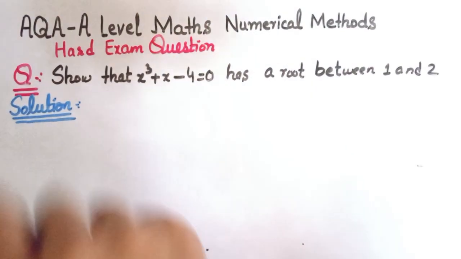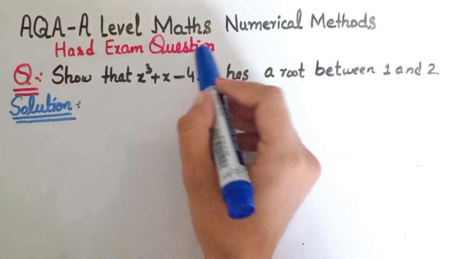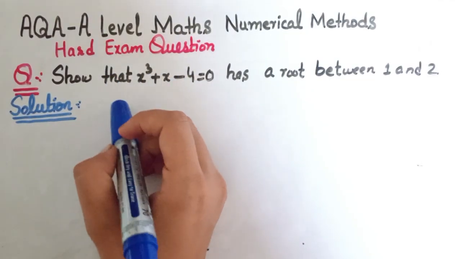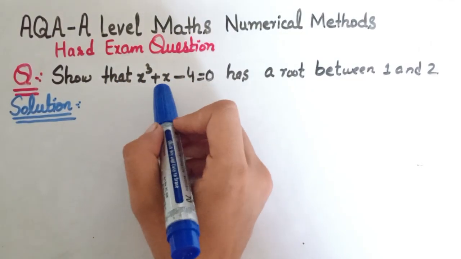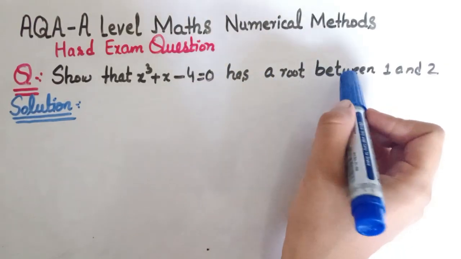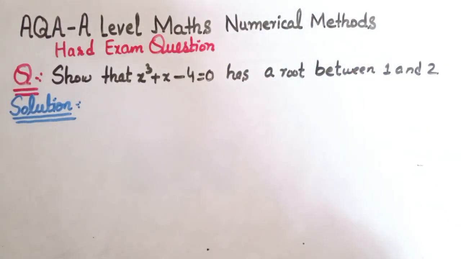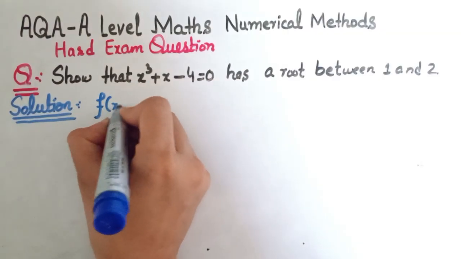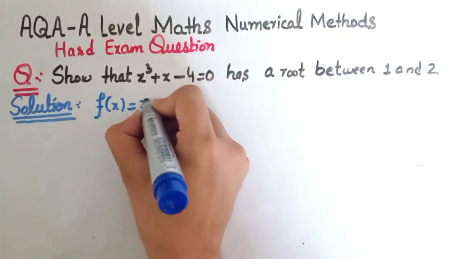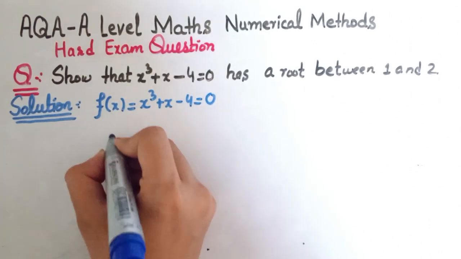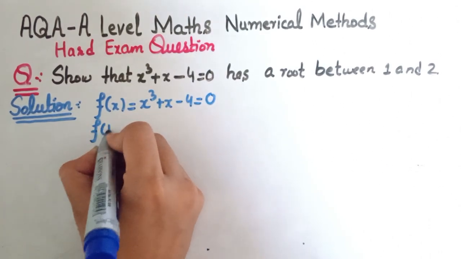In today's video, we will solve an AQA A-Level Maths Numerical Methods hard exam question. Question number 1 is: show that the root of x cubed plus x minus 4 is between 1 and 2. So how will we solve this? First of all, write the original function, that is x cubed plus x minus 4 equals 0. First of all we will find f of 1.